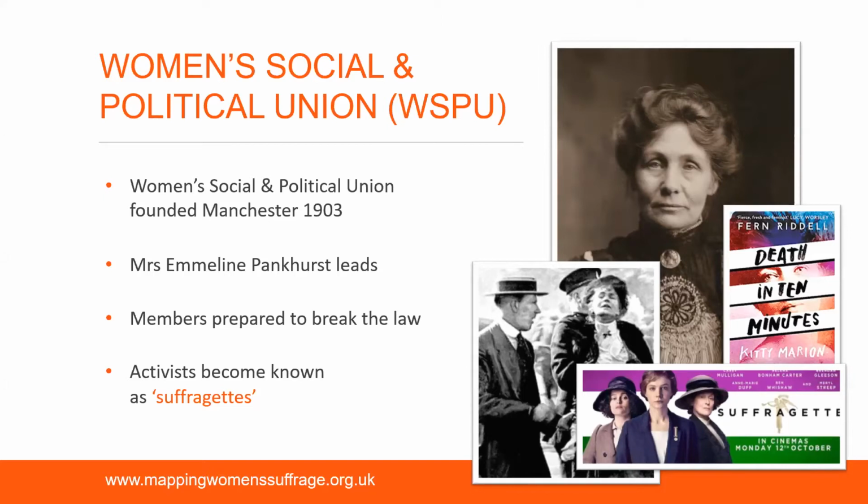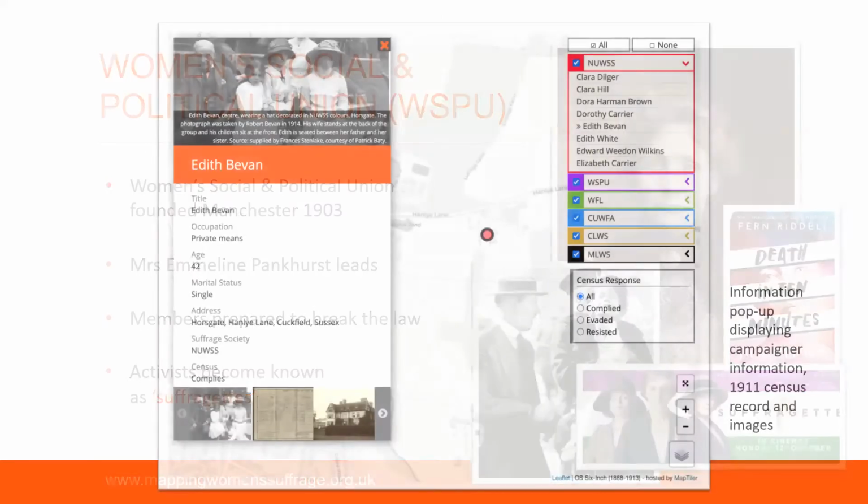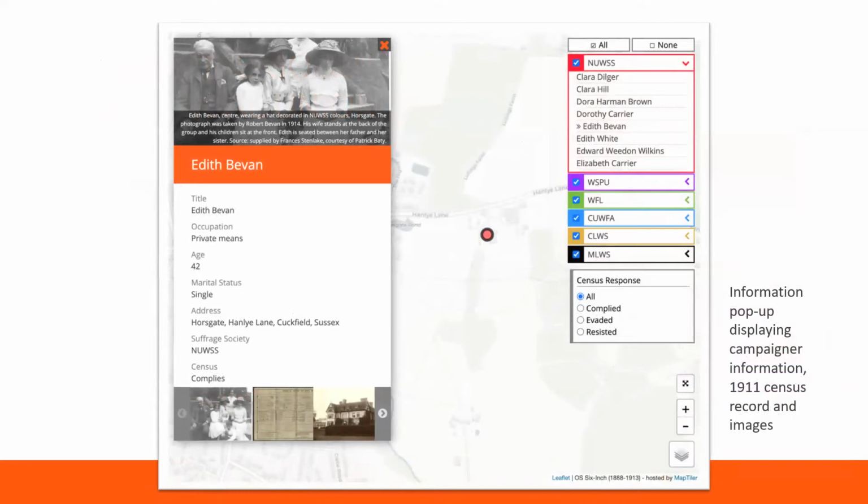So how does the map work and what does it do? Well, the location of each suffrage campaigner added to the map is pinpointed by a coloured icon or dot on the map. And the colour of the icon represents which suffrage society each belonged to. So in 1911 it was red for the National Union of Women's Suffrage Societies. We've used purple for the WSPU, and so on.